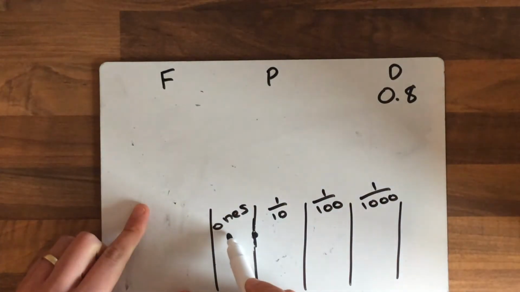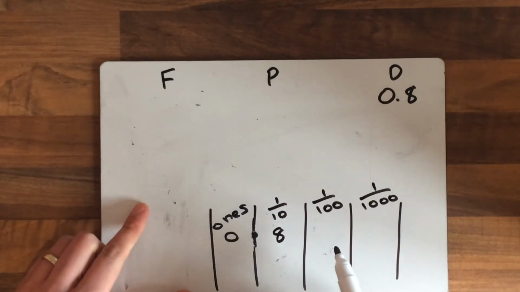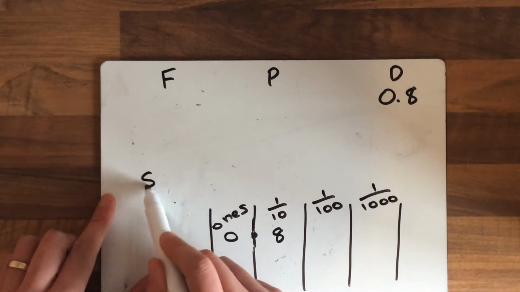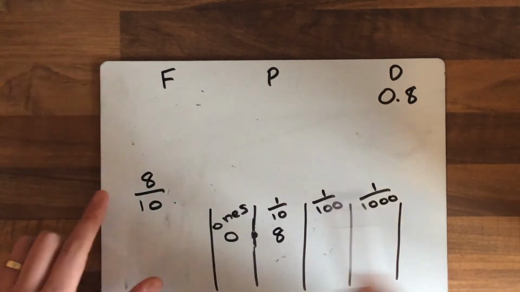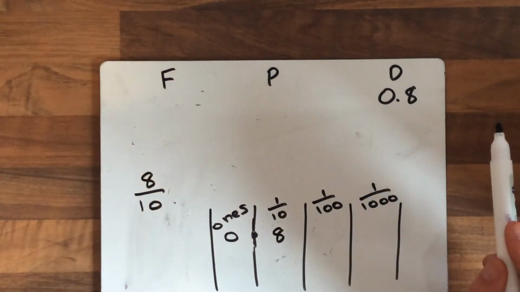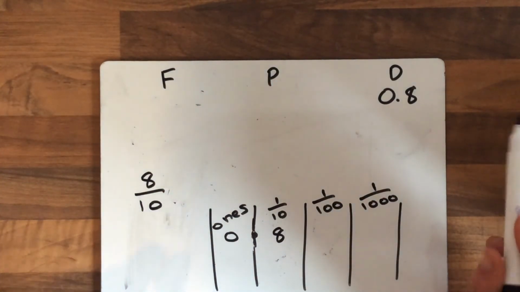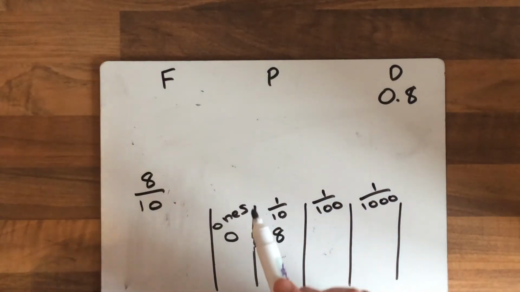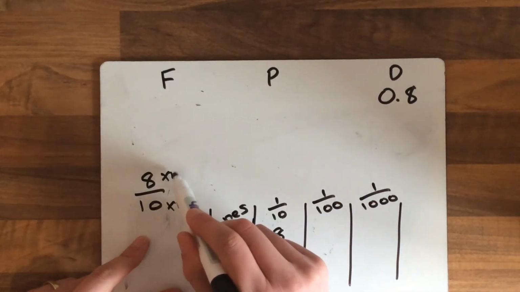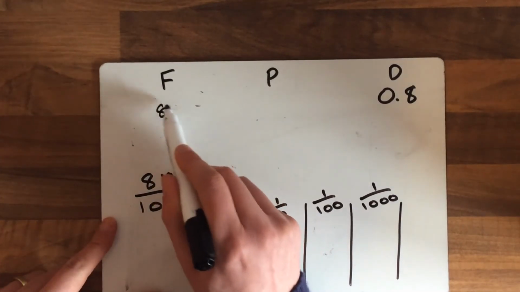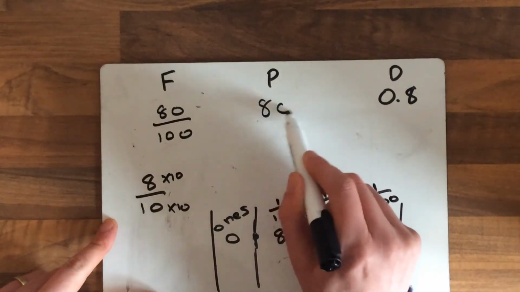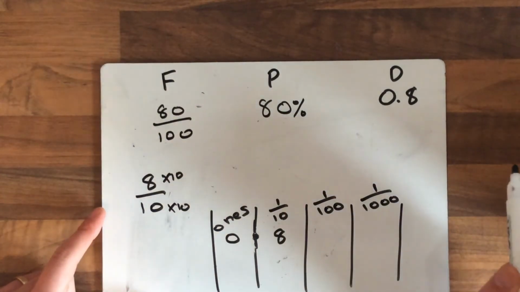So if we were to write this in here, 0.8, and we were to put that into a fraction now, it's into the tens column, isn't it? Which is 8 over 10. Remembering that we need to put it into a percentage, so it needs to be out of 100. 10 times 10, 8 times 10 turns it into 80 over 100, so as a percentage it will be 80%.